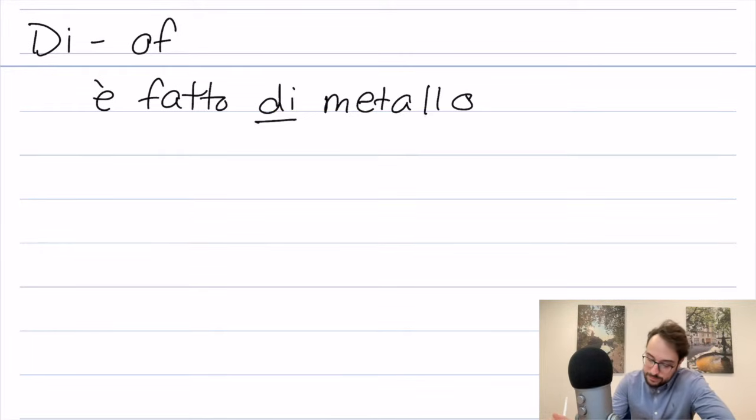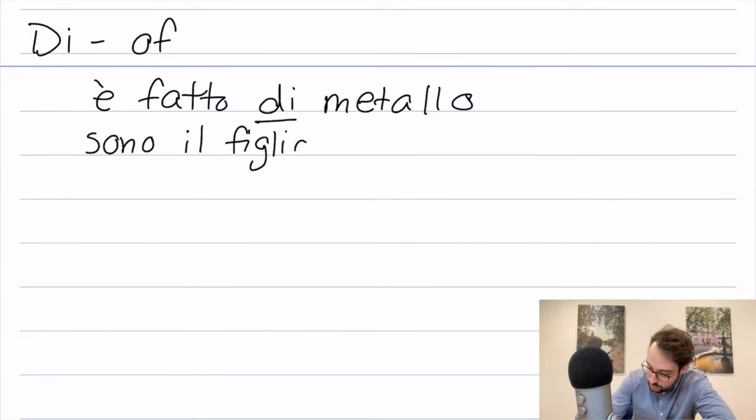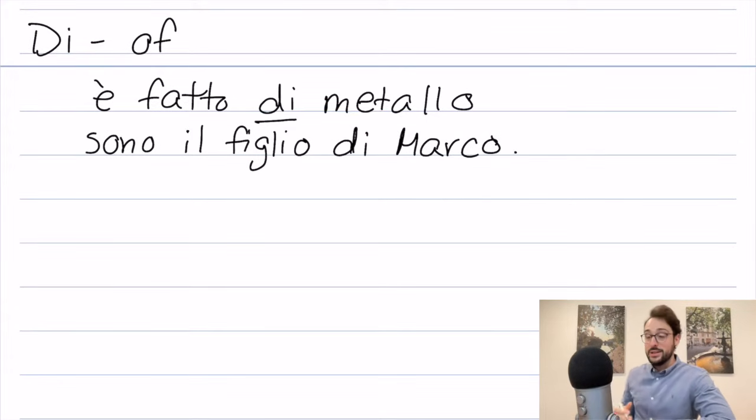I could also say, sono il figlio di Marco. I am the son of Marco, but this also means I am Marco's son, because they don't have that concept of 's with an apostrophe in Italian. Sono il figlio di Marco just means I am the son of Marco, therefore I'm Marco's son. Fatto di metallo, sono il figlio di Marco. Let's look at the articulated form.